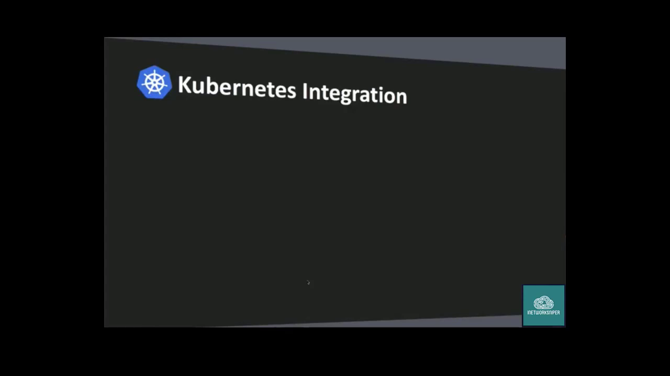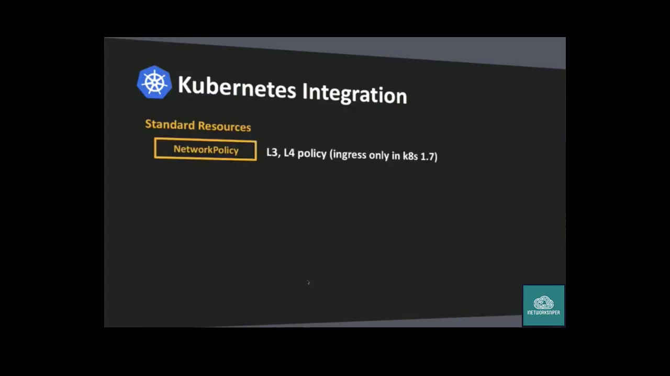So I talked a little bit about our Kubernetes integration. We integrate with the standard resources, and I'm listing them here. So, network policy. Network policy was recently declared GA, part of the official Kubernetes resource API. With network policy, you can define layer 3 and layer 4 ingress network policy. You can say this pod can talk to this pod, or you can talk to me on port 80, and so on. Right now, you cannot define egress policy, but this is being worked on and will most likely be included in the next couple of releases.